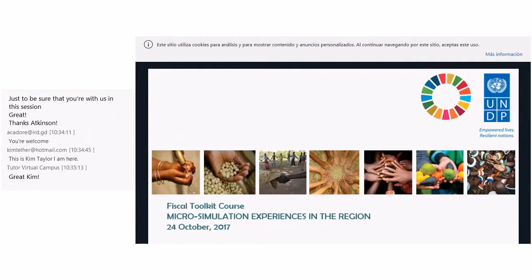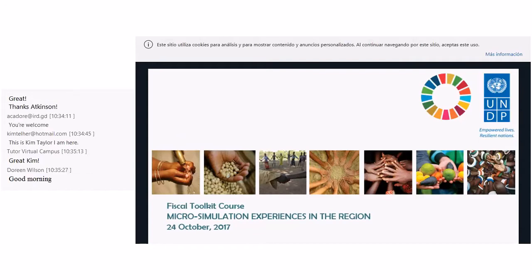Good morning, everyone. Thank you very much for attending this third unit. We will present some of the experiences that we have in terms of the microsimulation models that we have applied across Latin American countries over the last almost 10 years now.